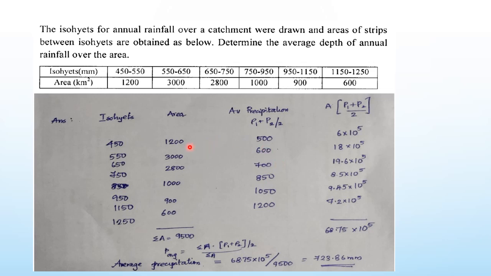Then multiply this area with the respective average precipitation. You will get this answer. Then sum up all of these. This is 68.75 into 10 raised to 5. Then P average is the sum of ((P1 plus P2) by 2) into A divided by the sum of the whole area, that is 68.75 into 10 raised to 5 divided by 9500, and the answer will be 723.86 mm. So this is the average rainfall of that area.